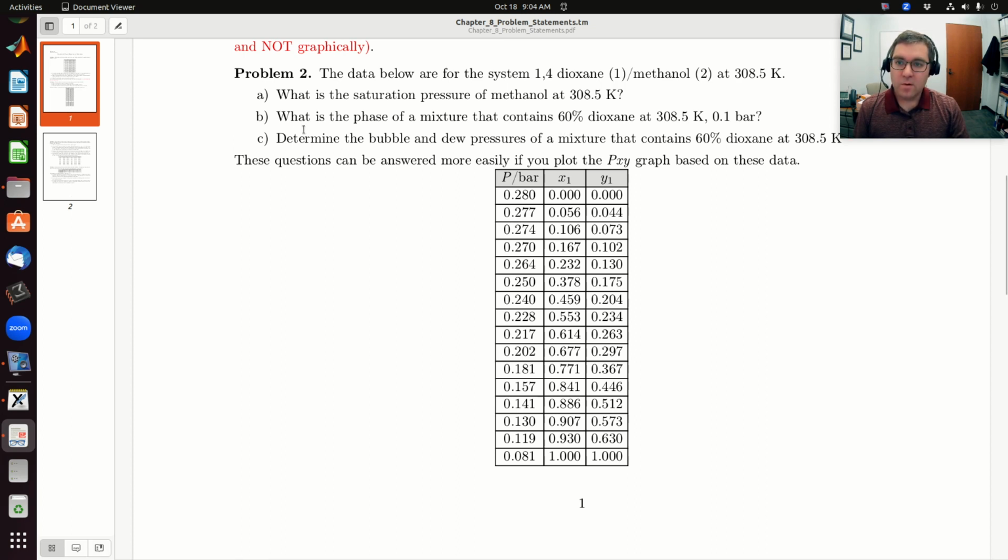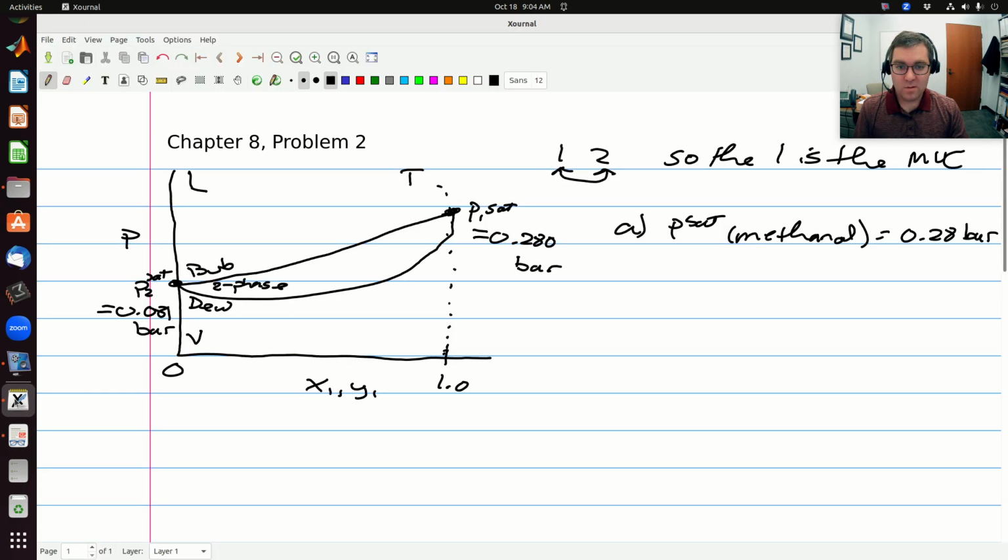All right. So next, what is the phase of a mixture that contains 60% dioxane at 308.5 Kelvin? So that's just the temperature of my pxy and a pressure of 0.1 bar. All right, so dioxane mole frac is 0.6, and so that'd be 0.4 mole fracs of methanol. So I'm going to think in terms of methanol, because here in my plot, I have it plotted with respect to the most volatile component. Okay. So what I'm going to do is draw on a line of constant composition. Okay, and in this case, this would be Z1 equals 0.4. Okay, but the same strategy would be true in general.